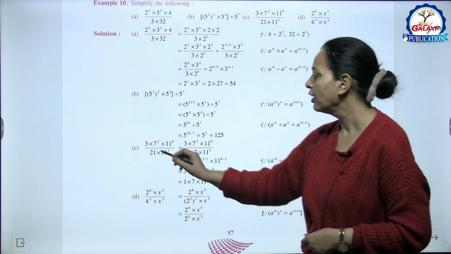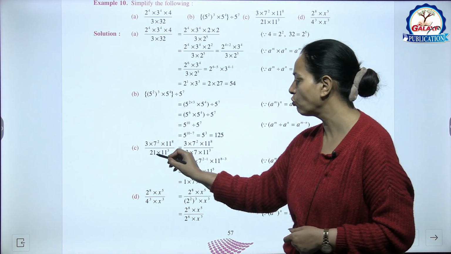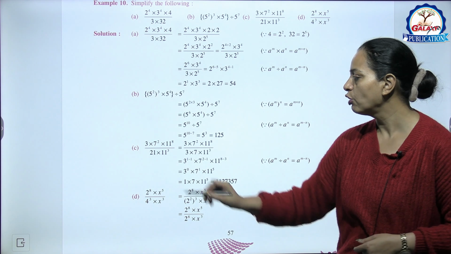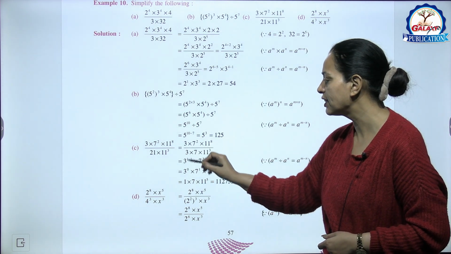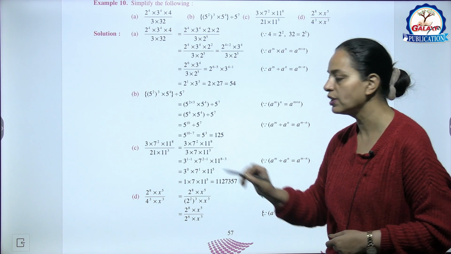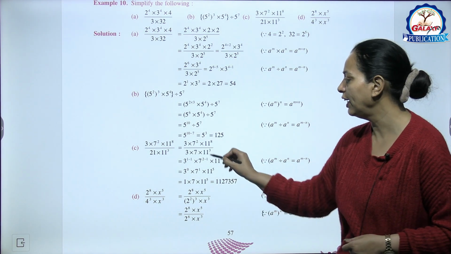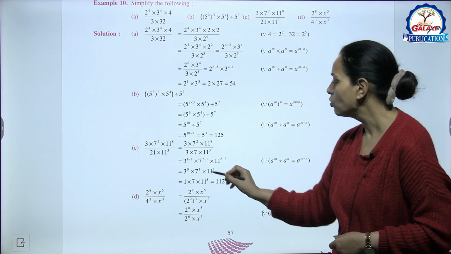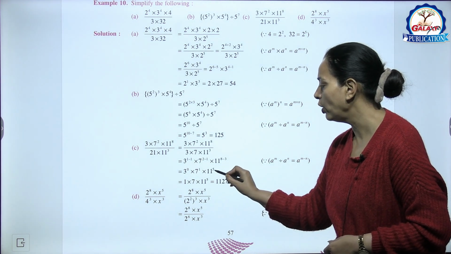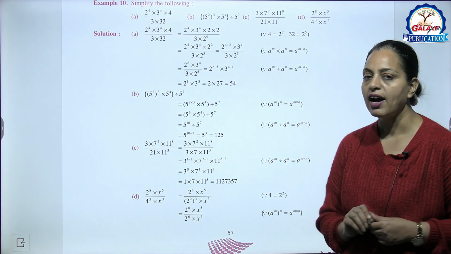Now C part, 3 into 7 raised to power 2 into 11 raised to power 8 upon 21 into 11 cube. 21 क्या बन जाएगा 3 into 7. Now 3 cancel. 7 raised to power 2 upon 7. So 7 raised to power 2 minus 1 and 11 raised to power 8 minus 3 because division sign is there. So we are getting 7 into 11 raised to power 5. Now calculate it. This is the answer.